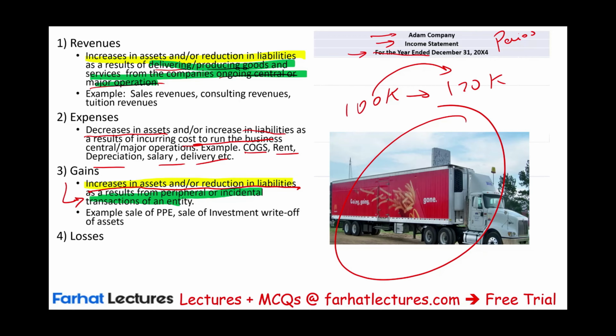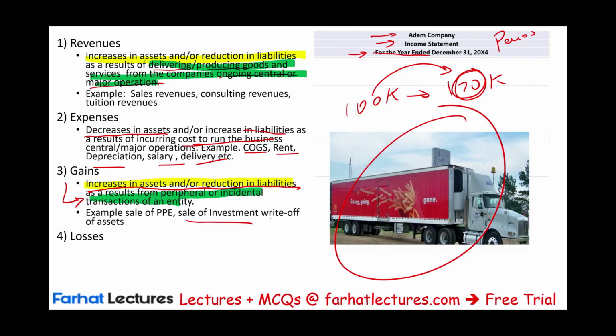That's not usually the case, but I'm just trying to make the point. Why? Because if you use the truck, as time goes by, you're not going to sell it for more than you bought it for, usually, right? But just go along with my example. Now this is a gain because McDonald's is not in the business of selling delivery trucks. They're in the business of selling food and beverages. Therefore, this is considered a gain. Although they increased their asset by 20,000, it's a gain, not a revenue.